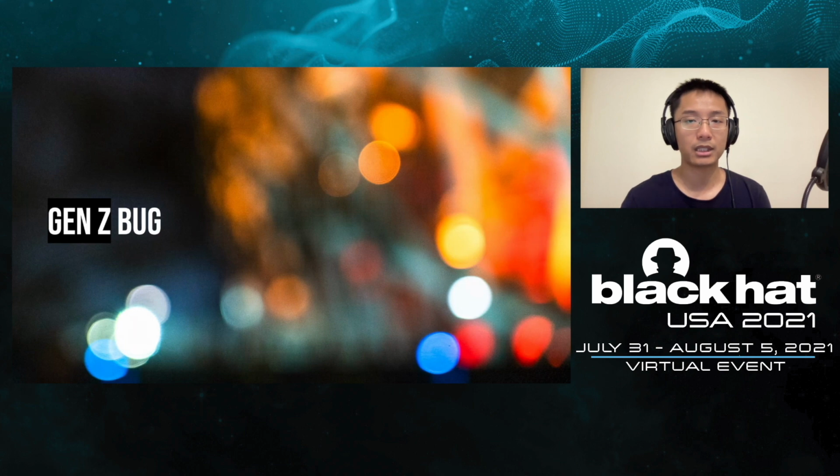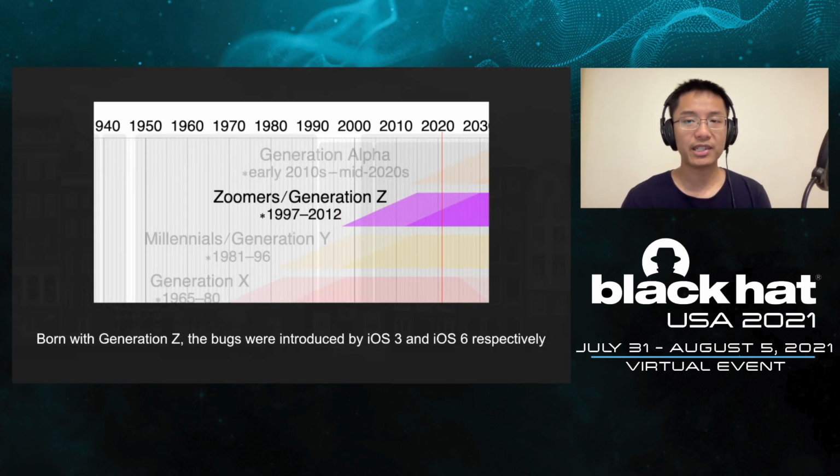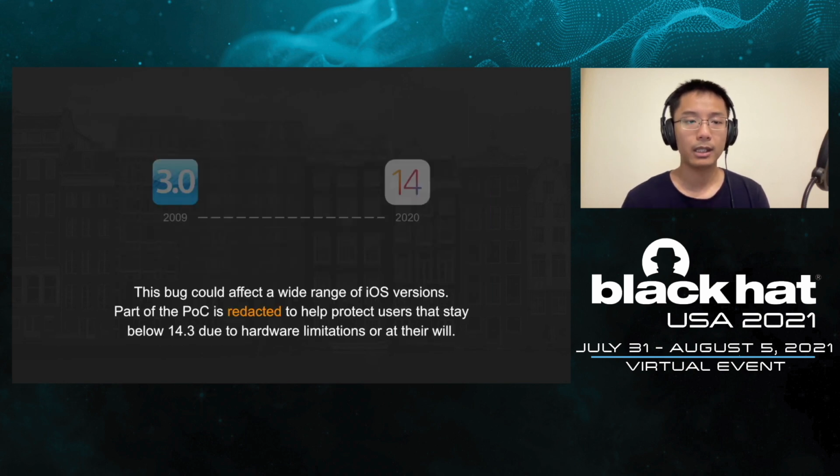Now, let's meet the first bug. Generation Z is used to describe kids born between the mid to late 1990s and early 2010s. The bugs were both introduced before 2012, so they happen to be part of it. This first bug could affect a wide range of iOS versions, and it's easy to exploit. So part of the proof of concept is redacted to help protect users that stay below iOS 14.3 due to hardware limitations or at their will.